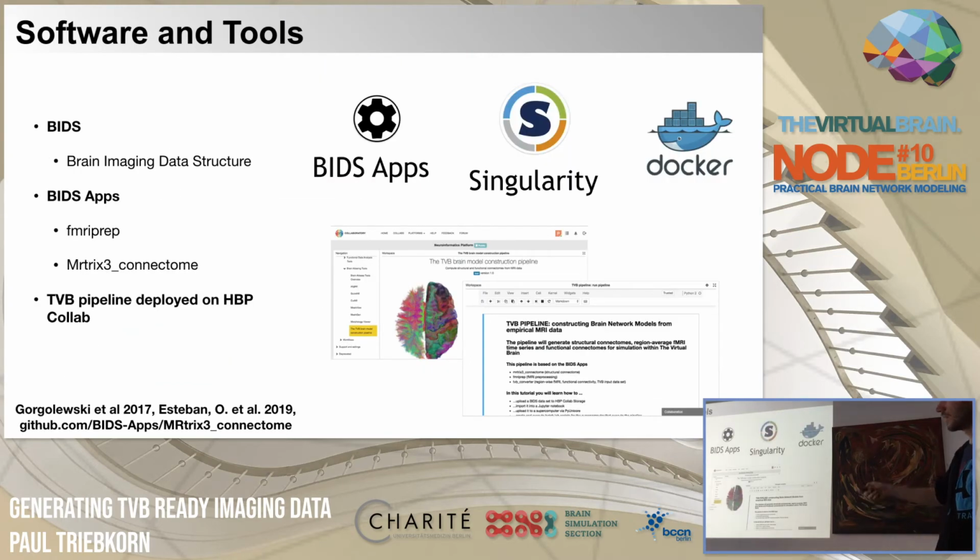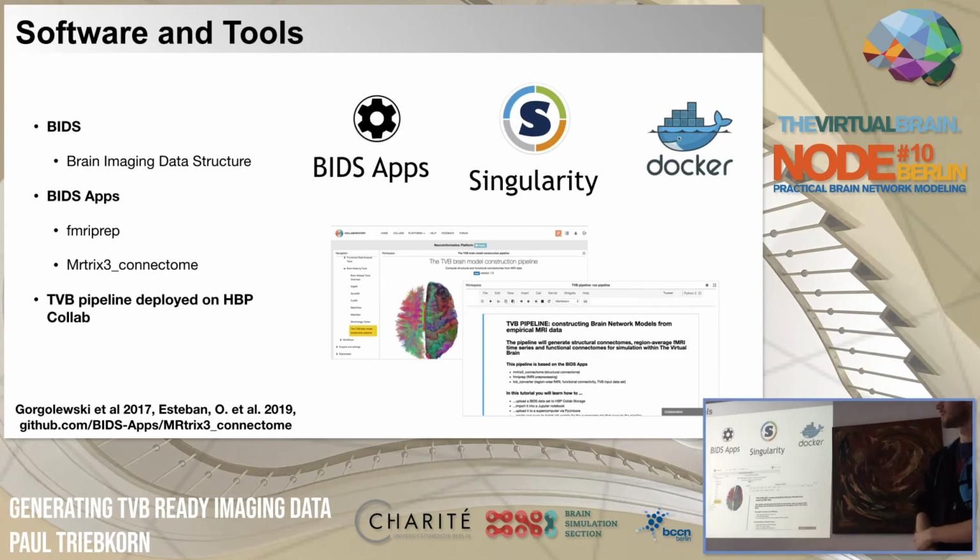One thing I want to mention is BIDS. So we had in the beginning this image where we come from raw data, which is mainly DICOM, and we want to construct these brain network models. And BIDS is a specification to store data in a specific folder structure. So DICOM gets converted into NIfTI using different tools.